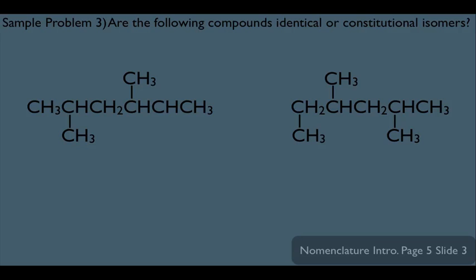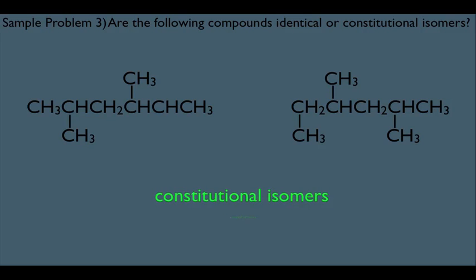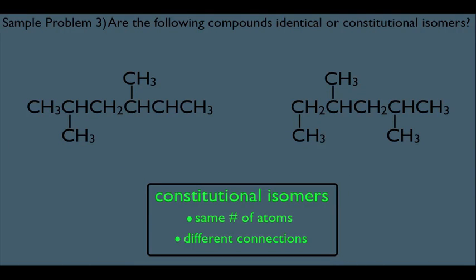Well, at first glance, they definitely don't look exactly the same. But remember our definition of constitutional isomers. These are molecules that have the same number of atoms, but they have different connections. To better understand these molecules, what you might want to do is attempt to name them and see what you get. If these molecules have the same number of atoms, but they have different names, they're basically going to be constitutional isomers. If they have the same number of atoms and they have the same names, then they're going to be identical. So watch how I quickly go through this.